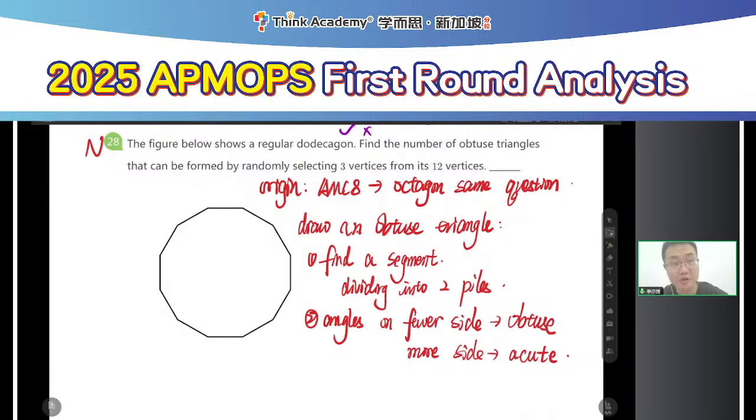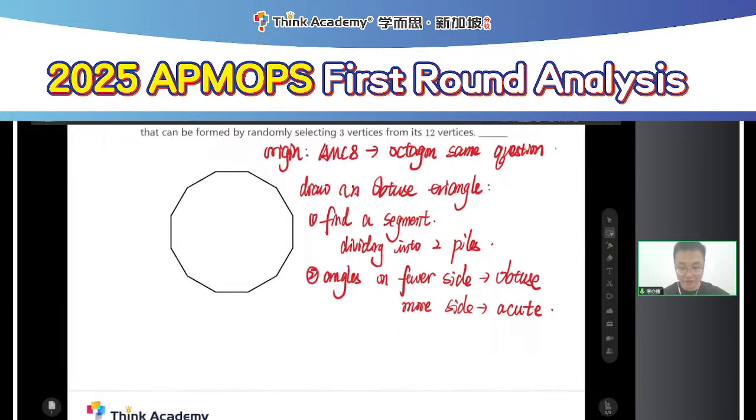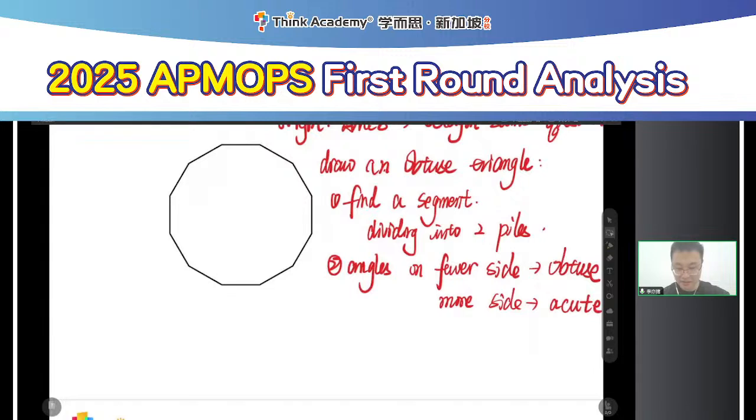This is the circumference angle of a circle, right? But if you don't learn the secondary stuff, you don't know this, then it's hard for you to find it out. So now this is the way we find an obtuse angle, and each obtuse angle, of course, stands for 1 obtuse triangle. So now the logic is, right? So how many ways are there for us to draw the line?